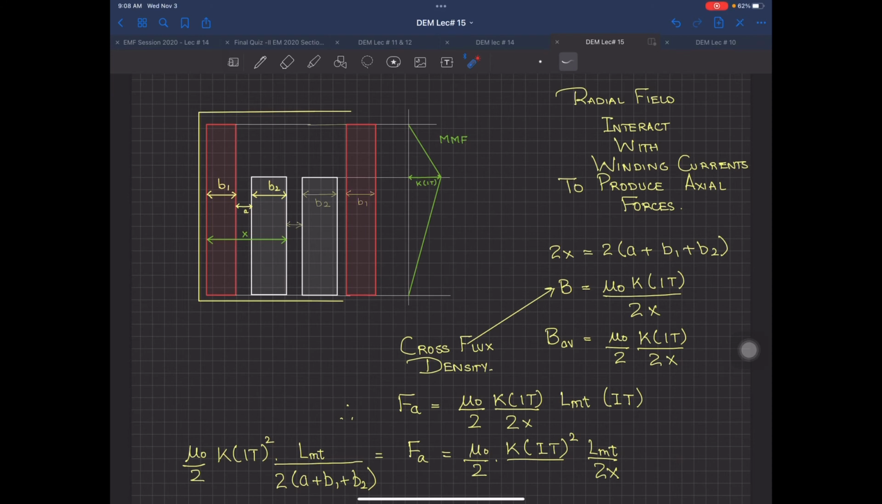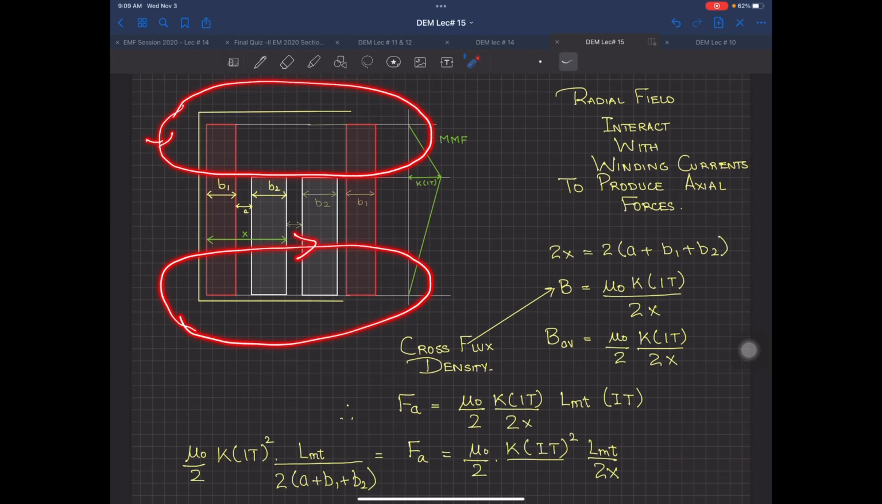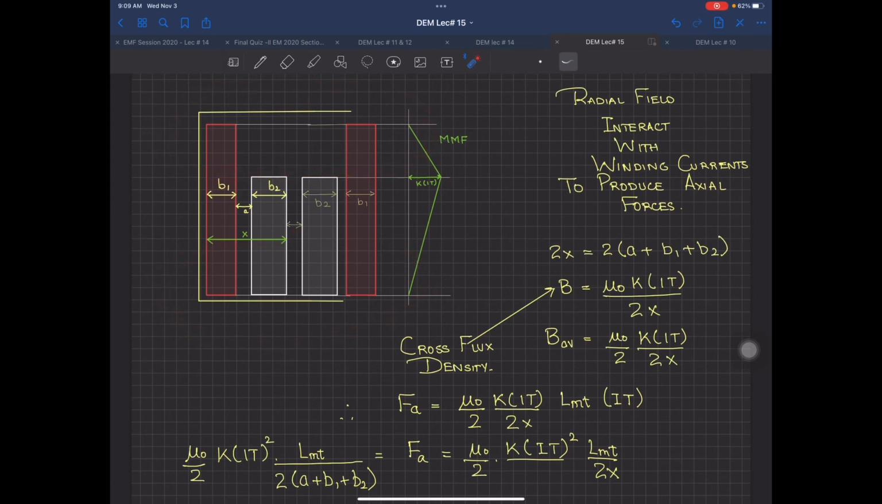This is a core type transformer, not shell type transformer. The problem here is for axial forces I am talking about. So this is 2x. B के लिए क्या करते हैं? B is equal to mu naught H. H is equal to Ni divided by LC. This is LC, the mean length for the flux, because when I am going to complete this, the flux is going to flow and then complete its path over here like this. So this is the distance traveled from one limb to the other.